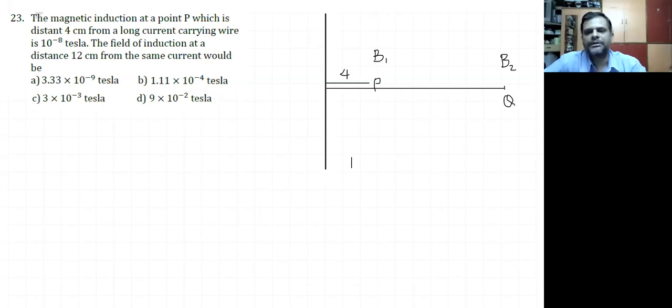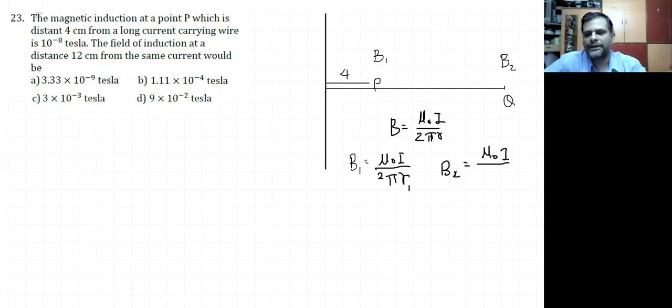सो B1 के लिए हमारे पास क्या फॉर्मूला है. In general, magnetic induction at a point due to the straight infinite current carrying conductor is given by mu naught I upon 2 pi r. करेक्ट है, ये फॉर्मूला हमारे पास है. सो B1 के लिए क्या आएगा, mu naught I upon 2 pi r1 आएगा और B2 बनेगा mu naught I upon 2 pi r2. करेक्ट है.